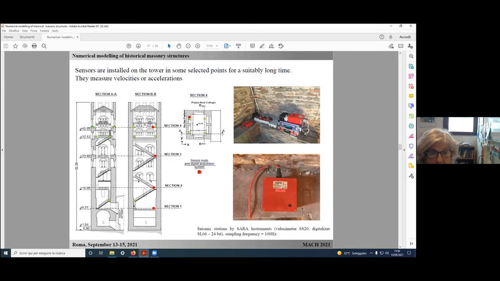And sensors are installed on the tower in some selected points. So you can see here the points, the green and the red points. And they are installed for a suitably long time. And these sensors measure velocity or accelerations. So you can see here on the right, a Stara seismic station installed on the tower.